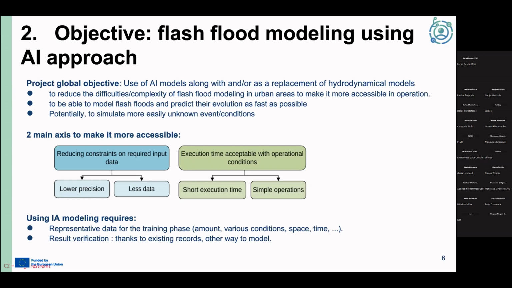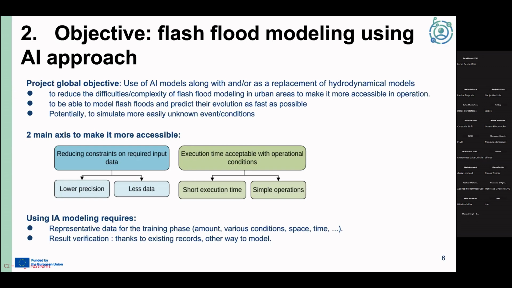The first one is to reduce the constraints on the input data, with less data and maybe with a lower precision, because in order to be faster, we have to accept a lower precision. And also we are going to work on our execution time, by simpler operations, for example.